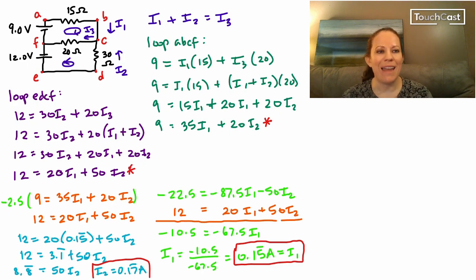And now, last but not least, we can solve for I3, which is the sum of I1 plus I2. Got a little bit of space right here in the middle.